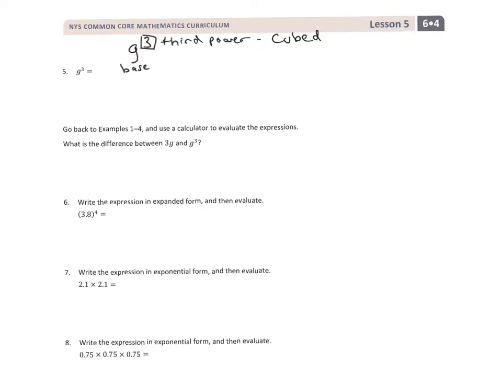So rather than writing a blank all the time, we give it a letter. And it could be any letter. It could be A, it could be B, it could be X, it could be Z. A lot of times they use X. In this case, they use G. So what they want us to write here for g to the third power, when we're writing it in expanded form, which was the direction from the previous page, is g times g. In fact, let me write this in colors for us.